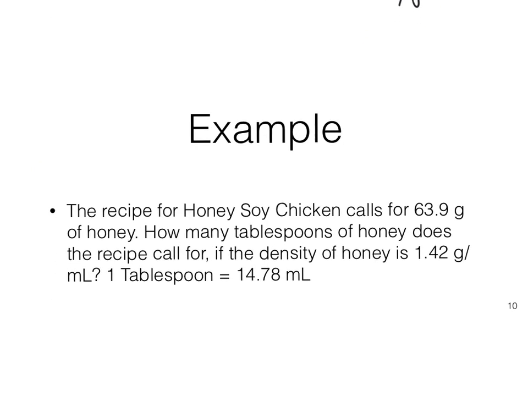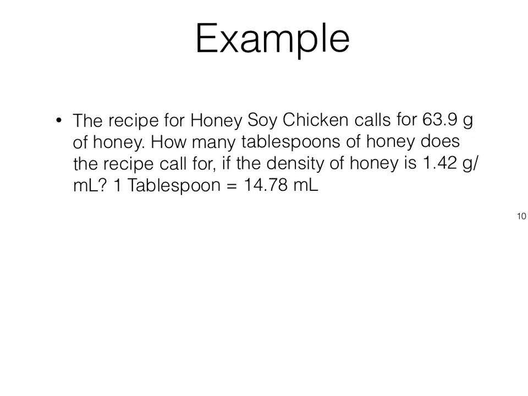So in our next example, we're going to use density again. The recipe for honey soy chicken calls for 63.9 grams of honey. You've opened your cabinet. Honey is in fact a liquid. So you could use a scale and weigh it out, but I'll be honest, I personally don't own a scale in my kitchen. But we can use our unit conversion tools in order to determine how many tablespoons of honey this recipe is calling for.